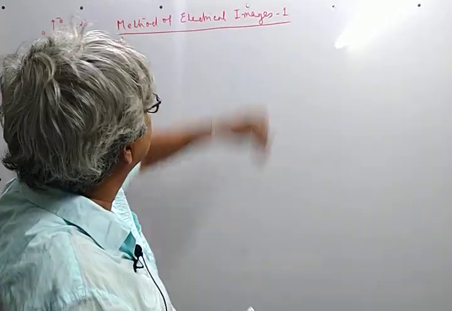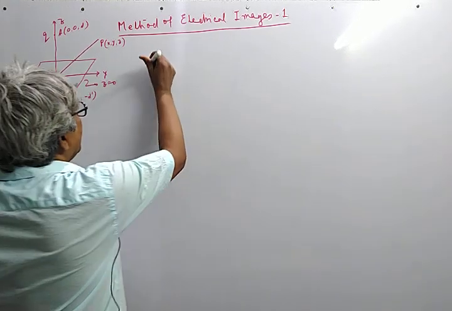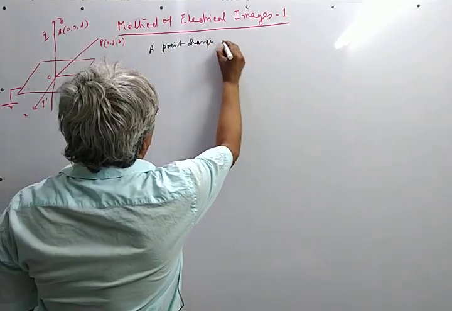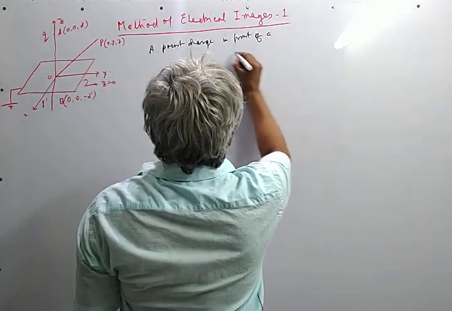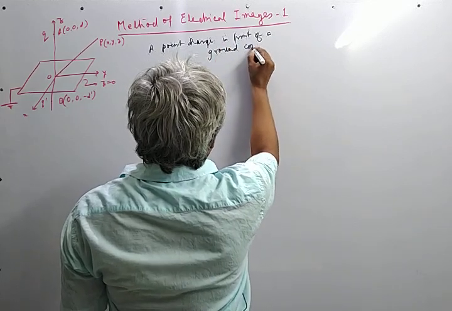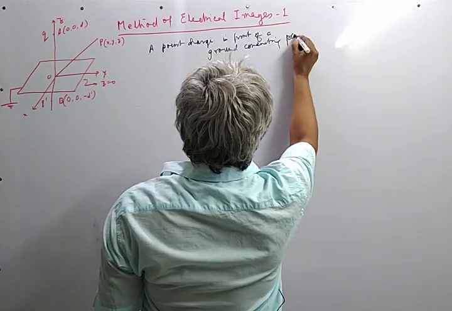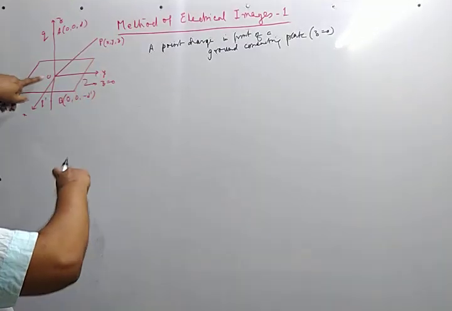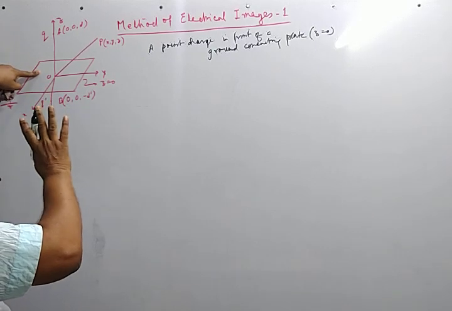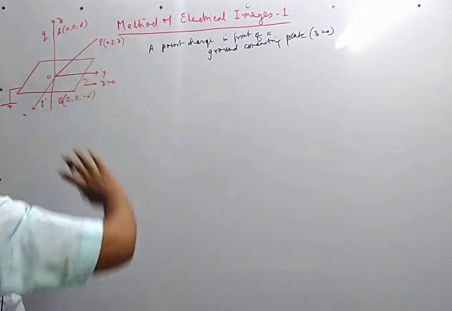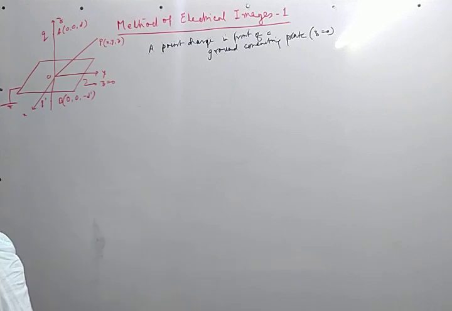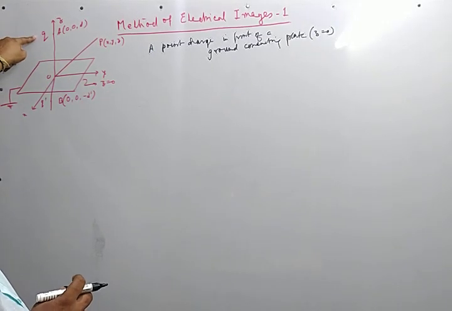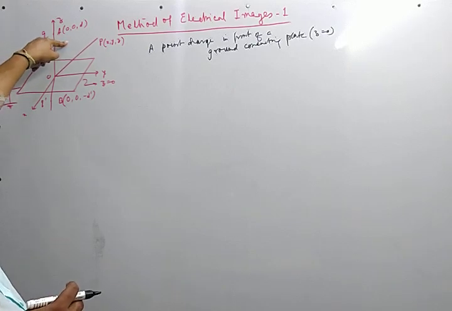In the first lecture we shall apply this method to a point charge in front of a grounded conducting plate. This is the conducting plate, and so as to eliminate end effect, we assume that the plate extends up to infinity in either dimension. We assume the plate to lie in the z equal to 0 plane, and we have a point charge of magnitude q which is placed at a distance d from the plate.